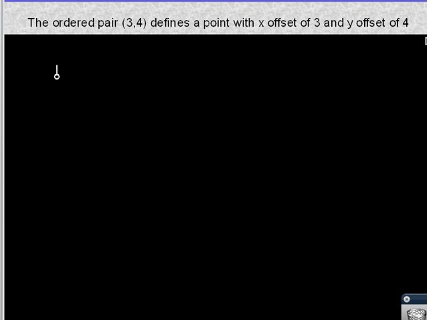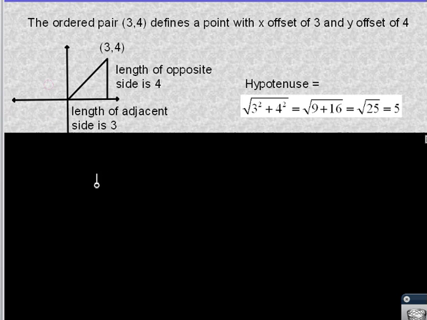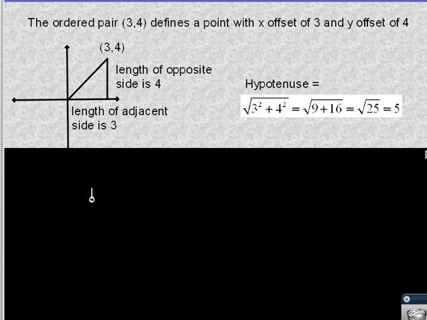So if we have the ordered pair 3, 4, it defines a point with an x offset of 3 and a y offset of 4 in the coordinate plane. So here it is. This is our point right here. And you can see, what does that mean? That means if we drew the triangle with the hypotenuse from the origin to that point, 3 is the length of our adjacent, 4 is the length of our opposite.